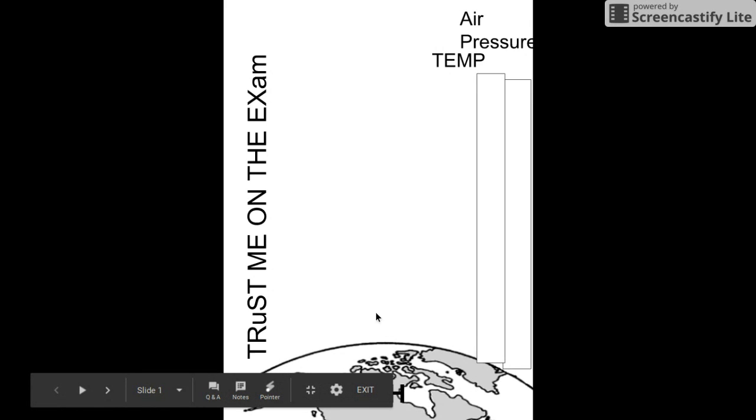I'm going to pause just for a second so that you can get your "Trust me" on the exam written on the left-hand side, so that you can get the curvature of the Earth down at the bottom, and so that you can get your line drawn for temperature and air pressure.